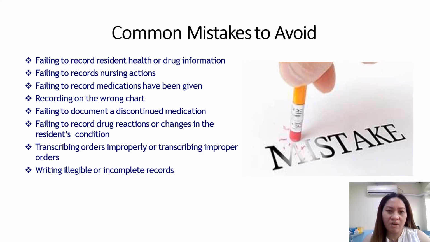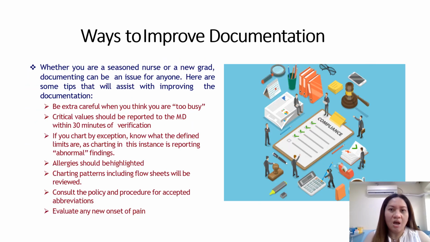Failing to record drug reaction or changes in the patient's condition, transcribing orders improperly, or transcribing improper orders. So that is a very big mistake also. Writing illegibly or incomplete records. So we have to avoid those. Ways to improve our documentation: be extra careful when you think you are too busy. So I said we have a tickler, scratch paper. You can still put all the things that you want to finalize in your chart.